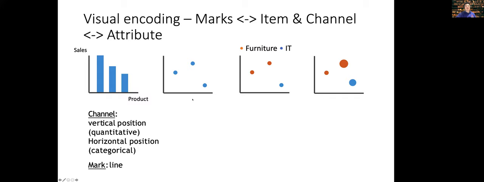And then the next one. What is the channel here then? The shape of dots. Okay, someone says the shape of dots. No, it's the same as the previous one. It's vertical position and horizontal position. Someone says it's the same as the previous one. You use the X and Y axis, the horizontal and vertical position, to represent your attributes. Anyone else?